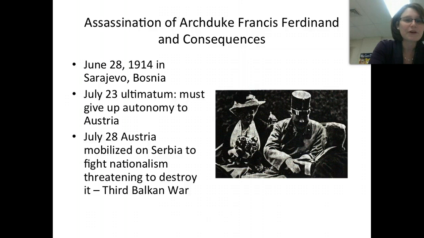July 23rd, Austria gave them an ultimatum. They're like, either you give us full ability to rule over you, or we're going to crush you in war. And then by July 28th, like a week later, Austria is like, okay, time's up, and they mobilize. Mobilization means they're taking troops and moving them into the country. They mobilized in Serbia to fight the nationalism there, and they threatened to destroy it. So this is now like the Third Balkan War.